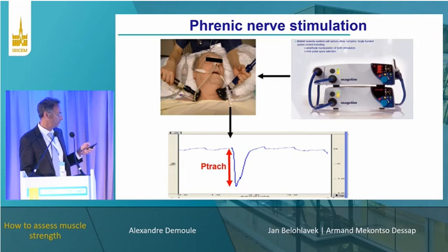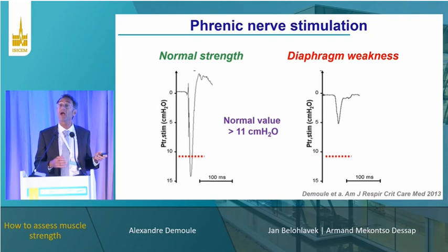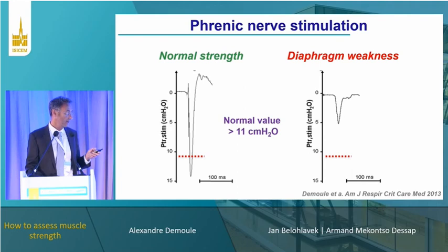Phrenic nerve stimulation consists in stimulating the two phrenic nerves, which will induce a contraction of the diaphragm. In response to this contraction, we measure the pressure at the opening of the endotracheal tube; this is the swing in pressure at the distal extremity of the endotracheal tube that we measure. For instance, this is the strength from a patient without diaphragm dysfunction, and this is reduced in a patient with diaphragm dysfunction. We consider the normal value as 11 centimeters of water. This is the only technique you can use if the patient has no spontaneous activity of respiratory muscles. Now let's move on to techniques that you could use in your units.